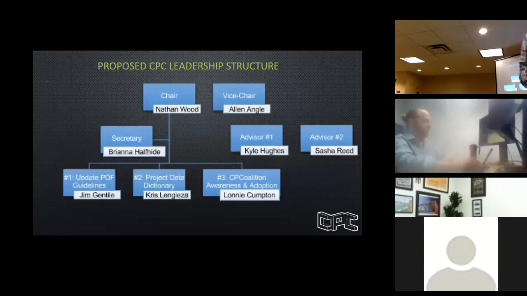So we did some interim voting that we're going to be confirming as we get a lot of this documentation down for this leadership team. You'll see Kyle Hughes and Sasha, the two that really started and kicked it all off, are going to become our first two advisor roles. Then myself as chair, Alan Engel as vice chair, and Brianna Halfai with Lend-Lease in LA playing secretary. And then we do have three initiative leads: Jim Gentile, Lend-Lease as well, Chris here, and Lonnie.